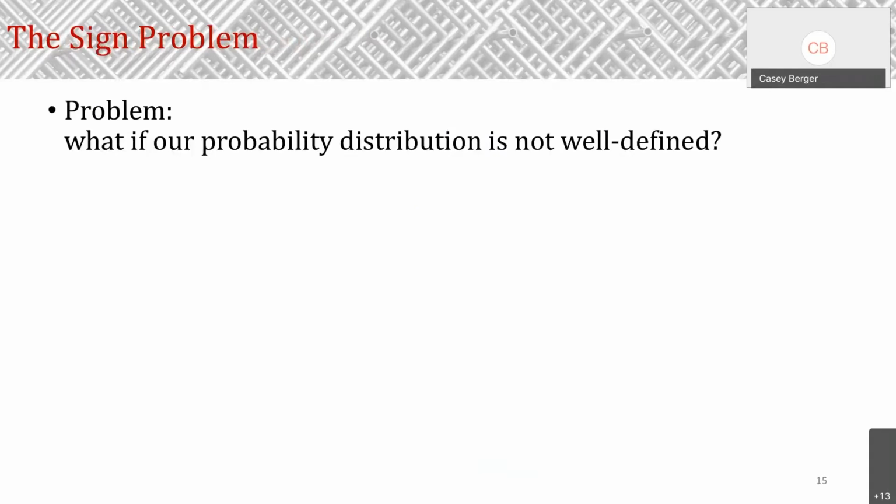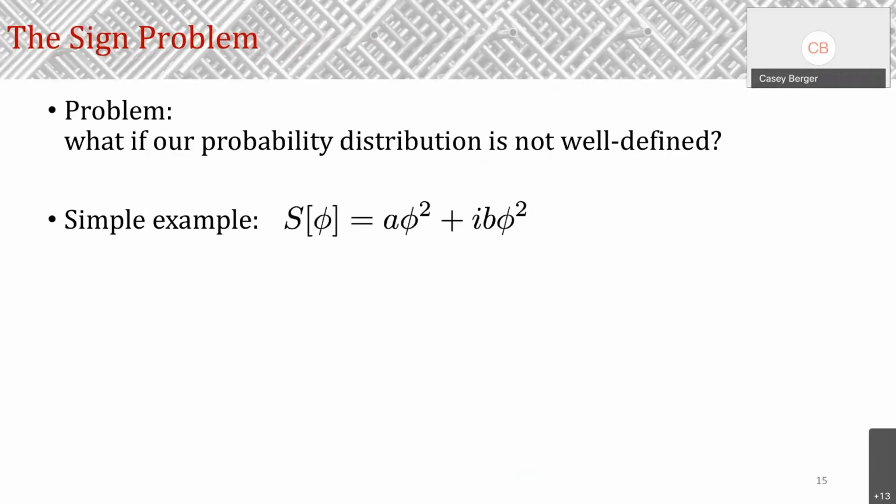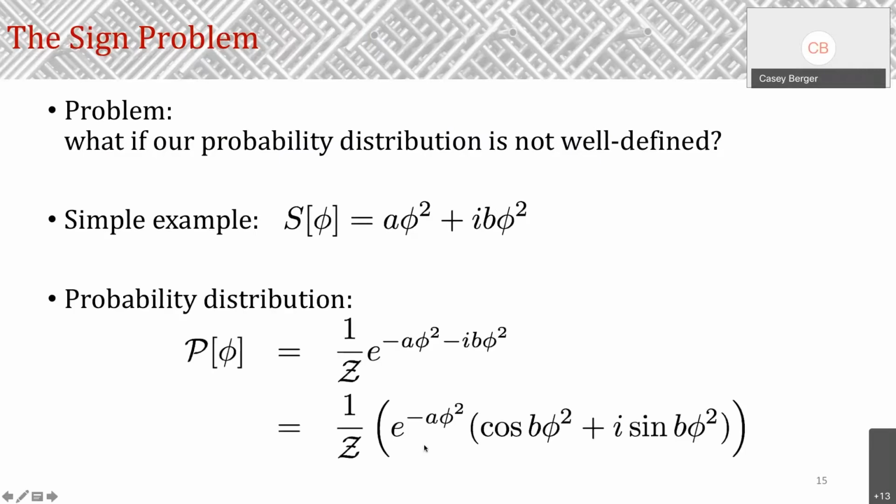So let's look at another example, which will show us what happens if we don't have a well-defined probability. Let's take that quadratic action and add to it an imaginary term. So now we have A phi squared, and another quadratic term, but it's multiplied by i. This will give us a probability distribution which has a Gaussian envelope, but then it also has these two trig functions which will oscillate between positive and negative values, and we have this imaginary term.